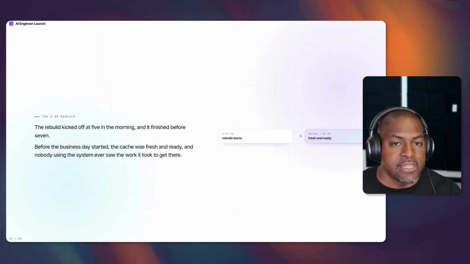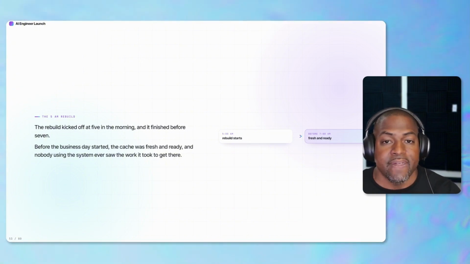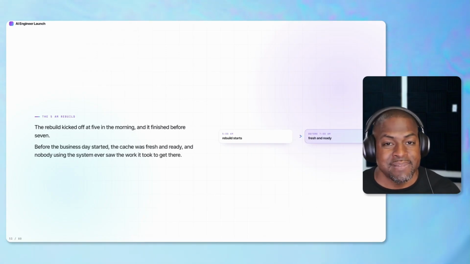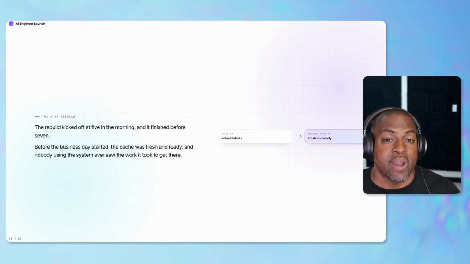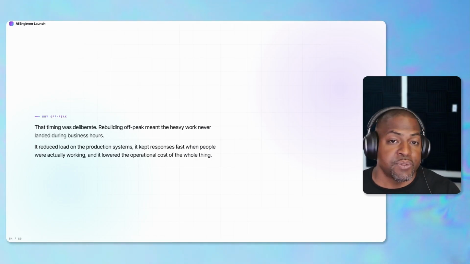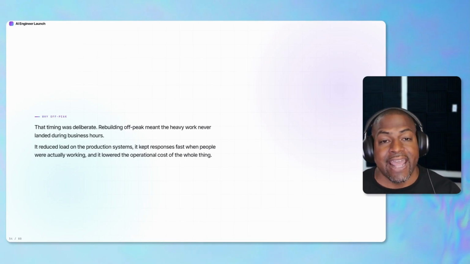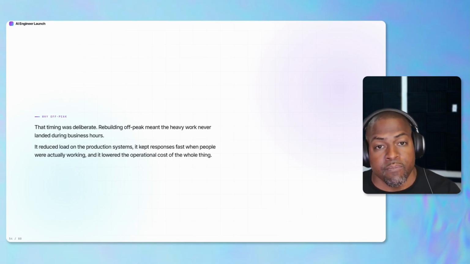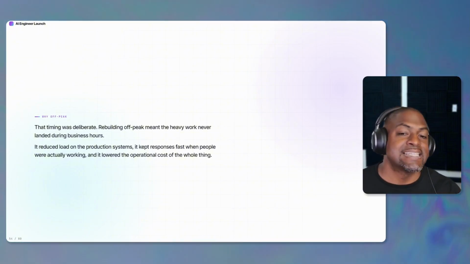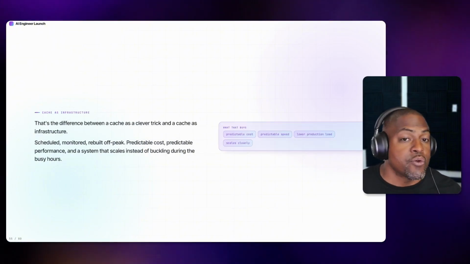That timing was deliberate. Rebuilding off-peak meant the heavy work never landed during business hours. It reduced load on the production systems, it kept responses fast when people were actually working, and it lowered the operational cost of the whole thing. That's the difference between a cache as a clever trick and a cache as infrastructure. Scheduled, monitored, rebuilt off-peak. Predictable cost, predictable performance, and a system that scales instead of buckling during the busy hours.